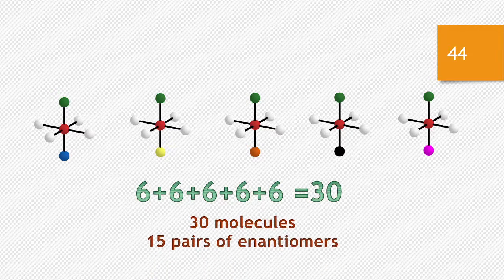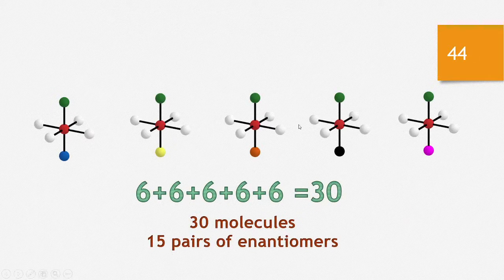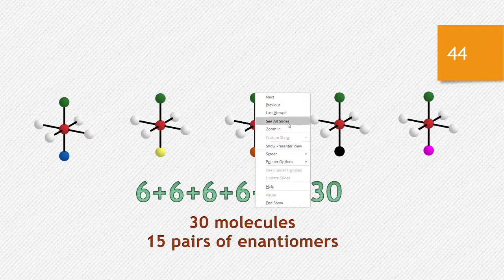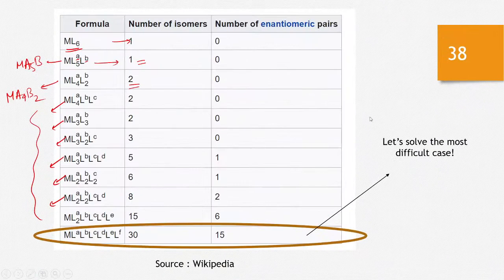and 15 pairs of enantiomers, because each molecule will have a mirror image molecule which will not be superimposable on the first one, right? So this is what the Wikipedia table was about. Let's see what the table was. Here we go. So we proved this: 30 isomers and number of enantiomeric pairs 15.